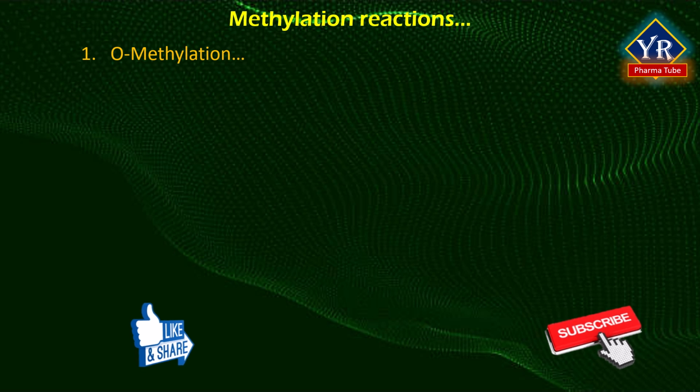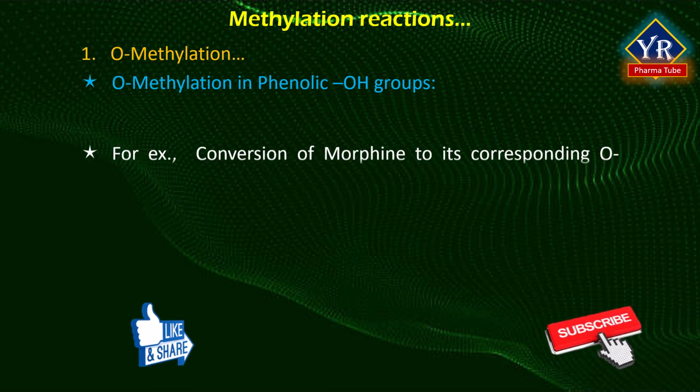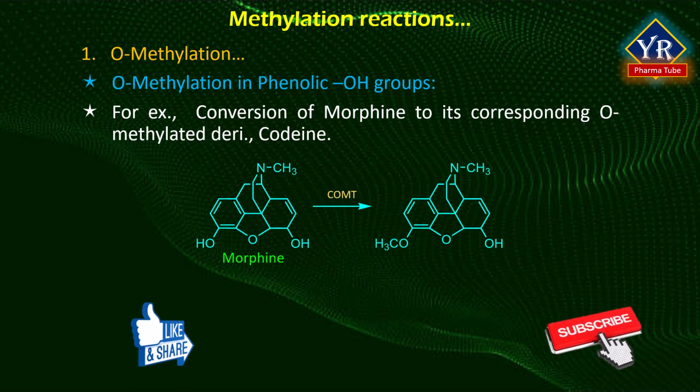Due to the availability of other metabolic pathways, phenolic hydroxyl groups are only methylated to a minor extent. One interesting example involves the conversion of morphine to its O-methylated derivative codeine in humans. This metabolite is formed in significant amounts in tolerant subjects and may account for up to 10% of the morphine dose.